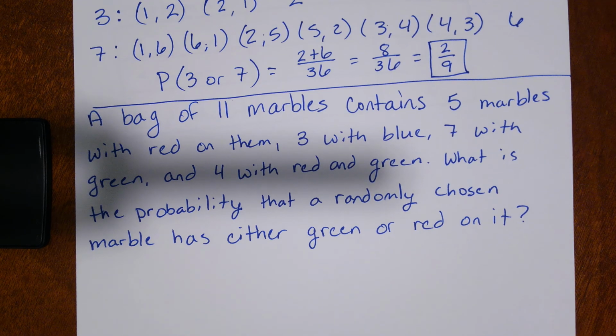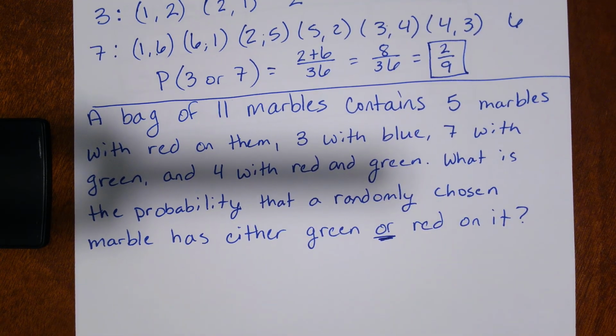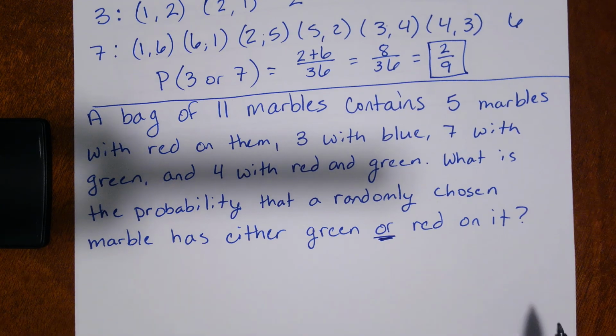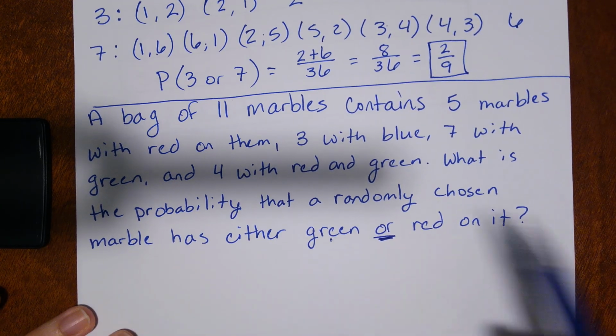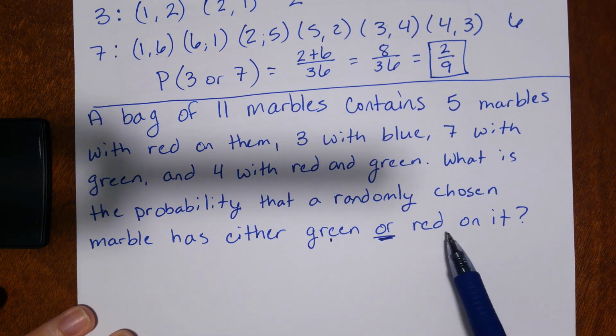So kind of the same situation as above. We do have a set of outcomes, and we're trying to figure out the probability of one event or the other occurring. Go back to our understanding of logic. Or means one, the other, or it could be both. And our 2 events are having a marble with green on it, and having a marble with red on it.